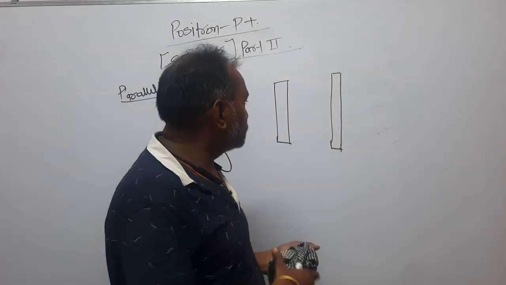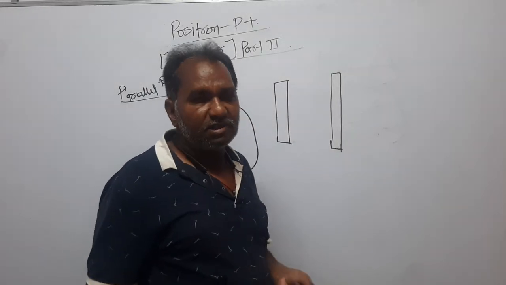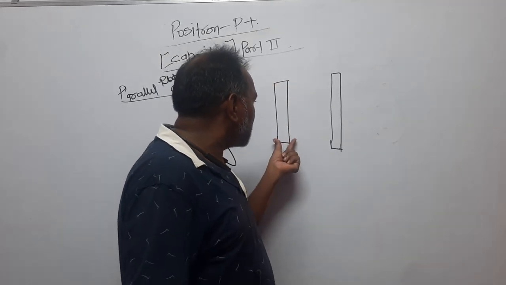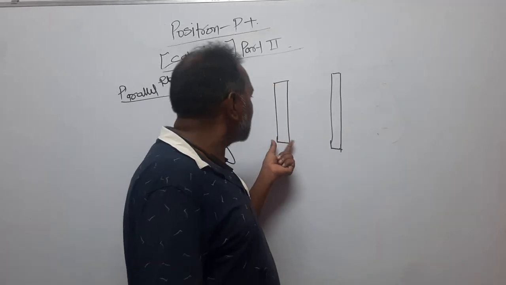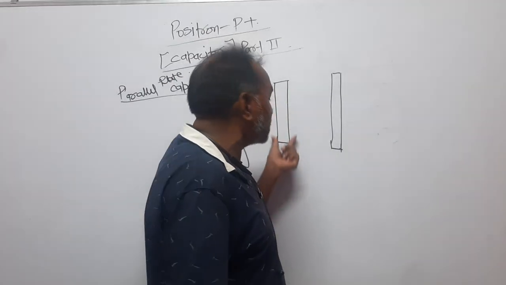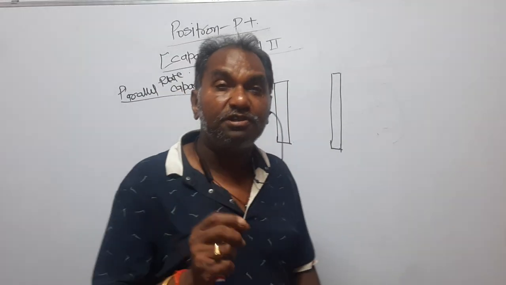What we used to do: during the discussion with you all, I told you, actually this is the capacitor. This single plate is a capacitor. Our motive is to give the maximum charge to this one. But you know there is a limit.